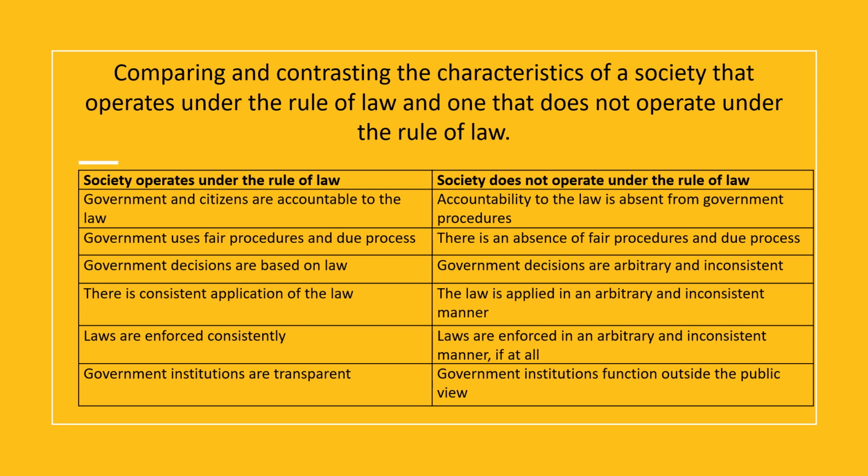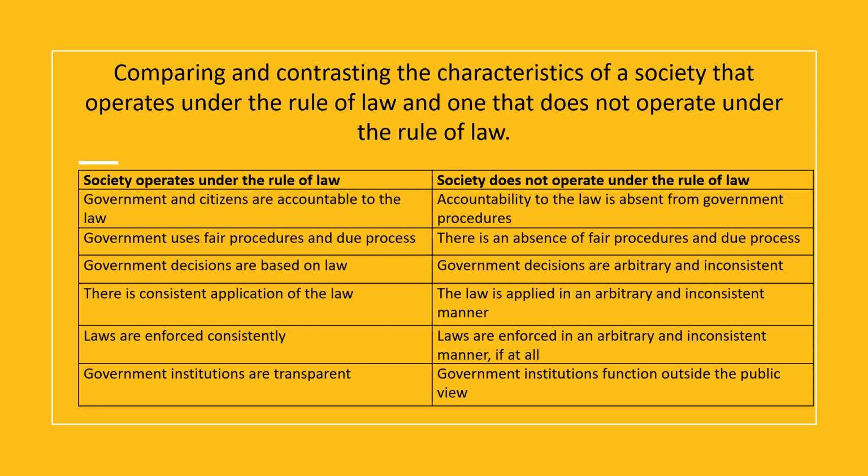So I wanted to point that out, that it's comparing and contrasting what it means when a society operates under the rule of law and another society that includes a rule of law but doesn't operate under it. So looking on the left side, we focus on the idea that first, government and citizens are accountable to the law. And that accountability is absent from government procedures in a society that does not operate under the rule of law.